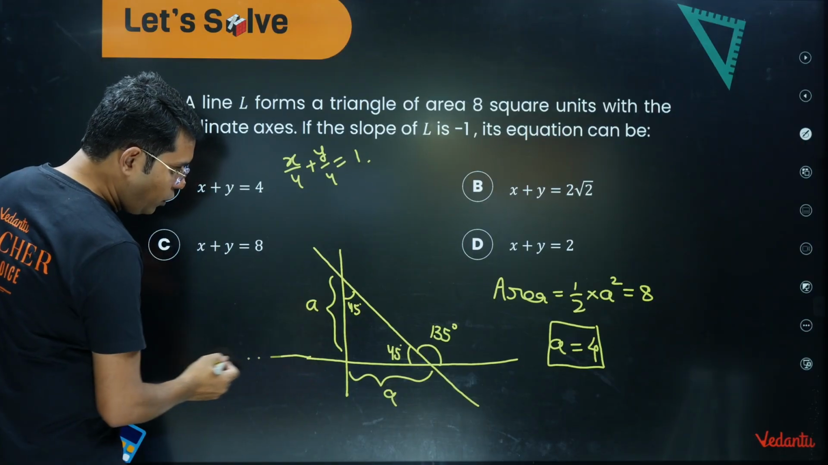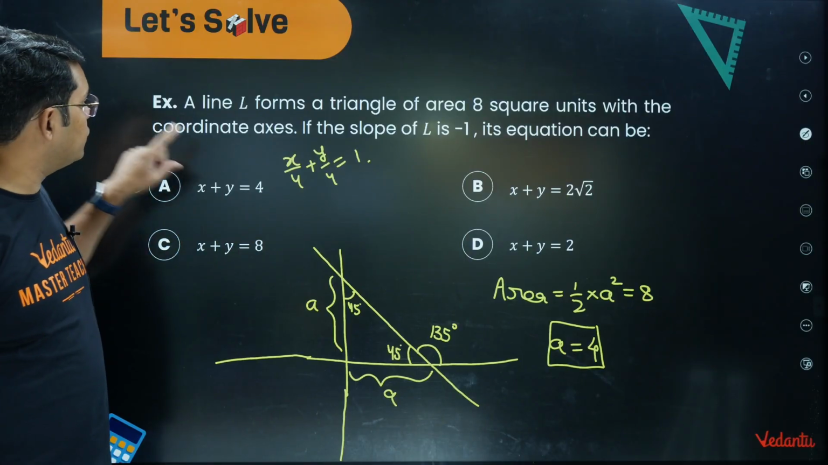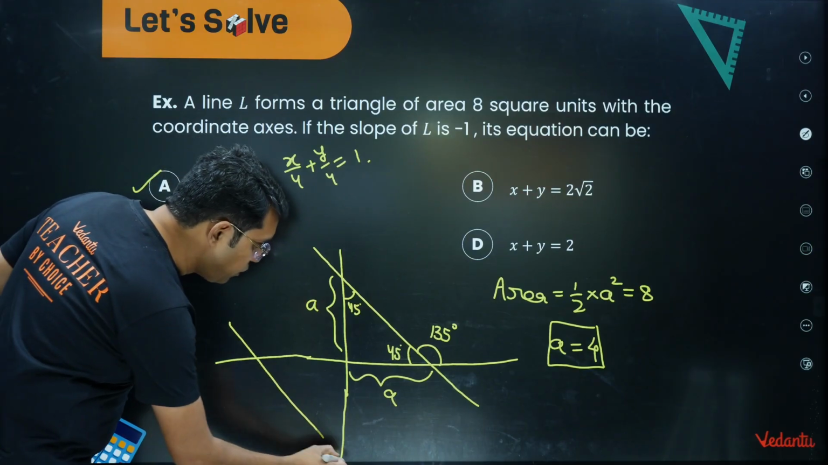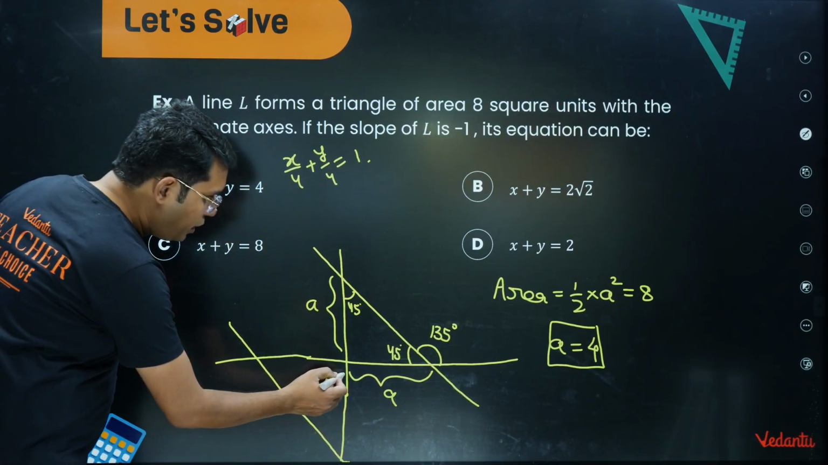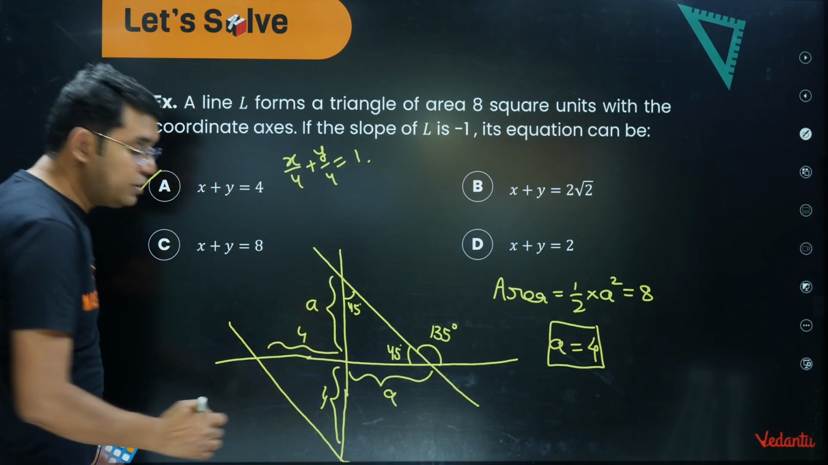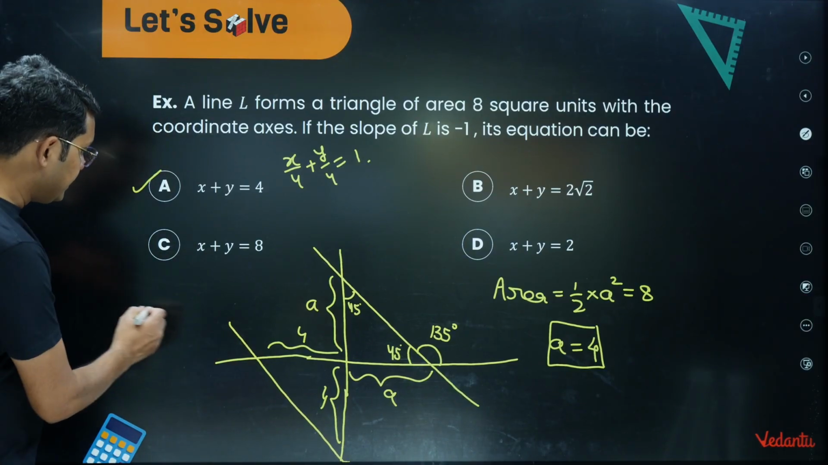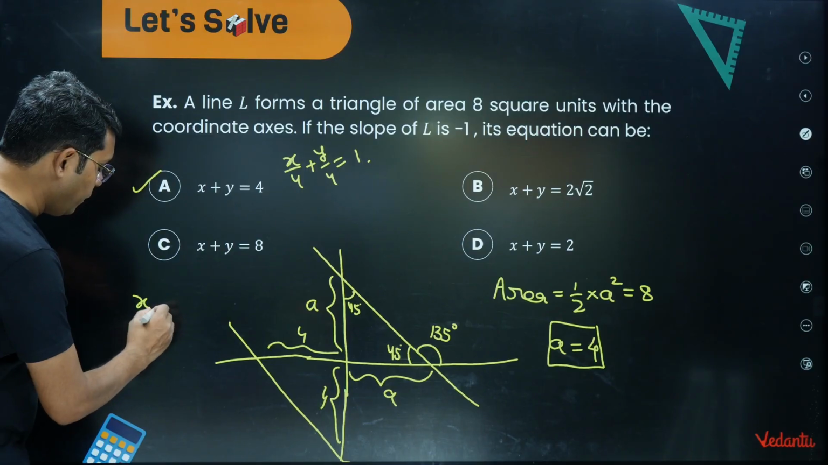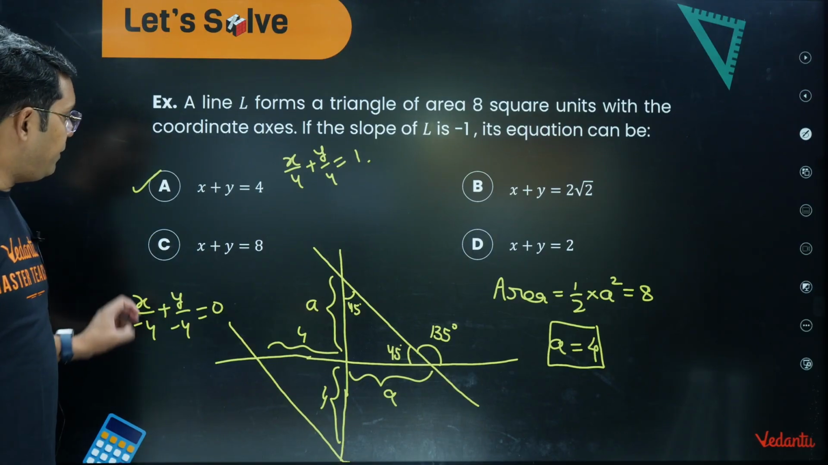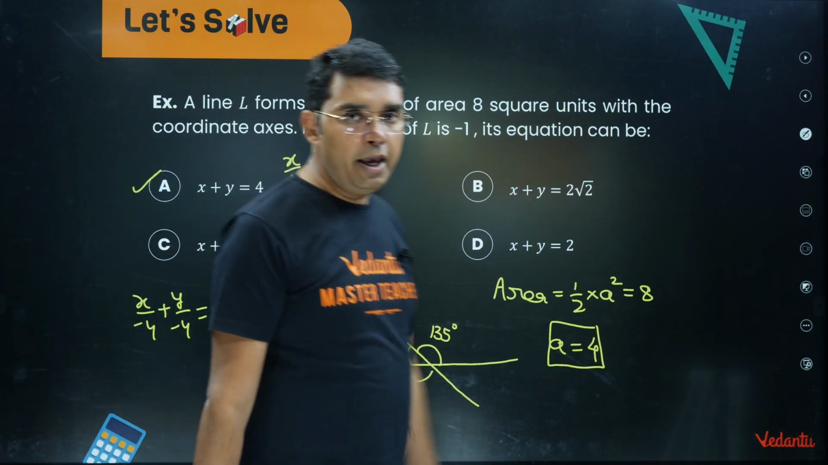But there could have been one more possibility, because they have not said that the line should make a triangle in the first quadrant. It can be here also, but in this case also your intercept lengths will be the same, 4, 4. But because they are on the negative side, they will be called minus 4, minus 4. So in this case, your line will be x upon minus 4 plus y upon minus 4 is equal to 1. So it will become x plus y equal to minus 4, which is not given in any of the options. So A is the correct answer.